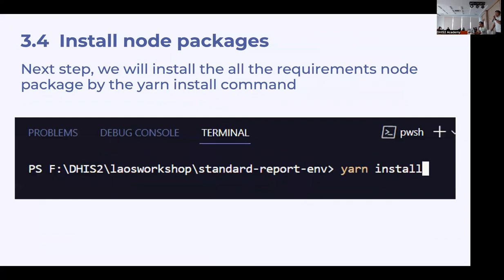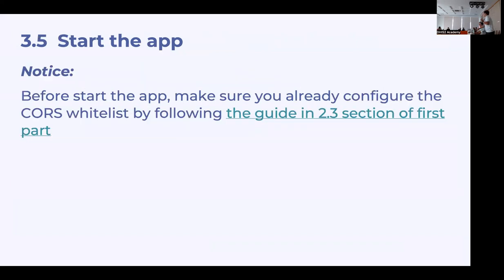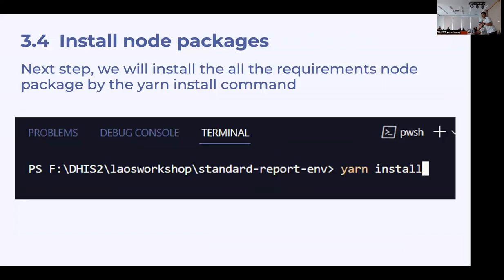Next, we will install the dependencies for standard report ENB. You can use either NPM or Yarn. In this example, I will use Yarn. So the first command will be yarn install to install all the dependencies. All the dependencies are listed in package.json, so we need to install them there because it is very important.